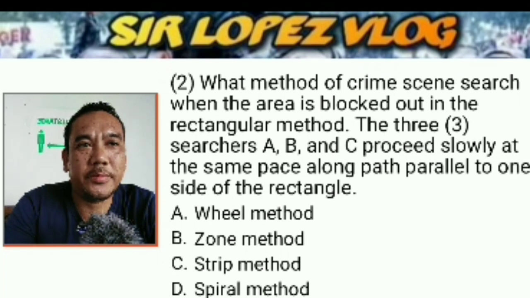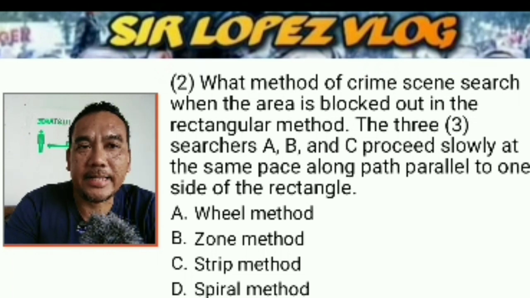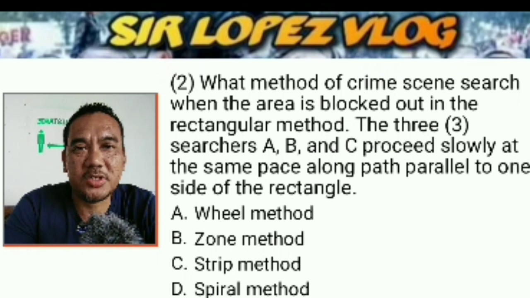What method of crime scene search is used when the area is blocked out in a rectangular method? The three searchers, A, B, and C, proceed slowly and at the same pace along paths parallel to one side of the rectangle. A. Wheel method. B. Zone method. C. Strip method, or letter D, Spiral method. Question number 3.